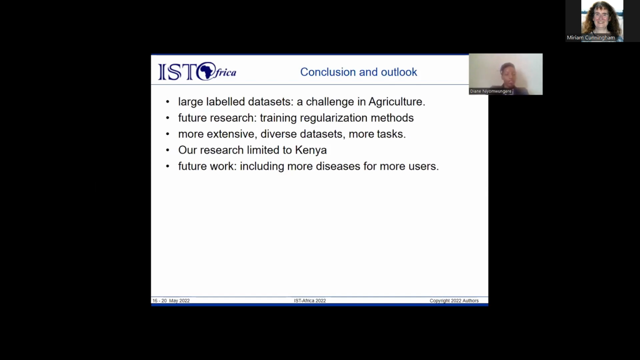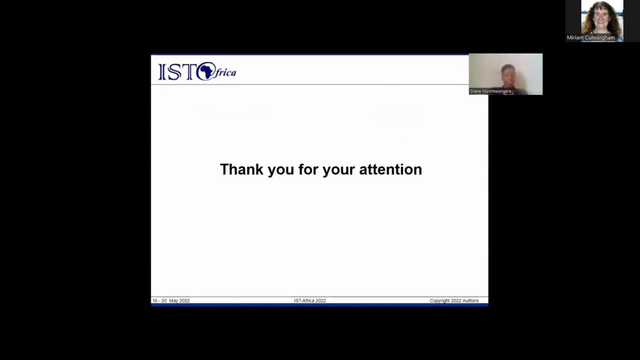Following that, future research would focus on training a combination of different regularization methods on more extensive and more diverse datasets with more tasks. In addition, our application was limited to Kenya's most common maize disease. However, maize is consumed in many countries. So future work would consider including more maize disease for maize users.